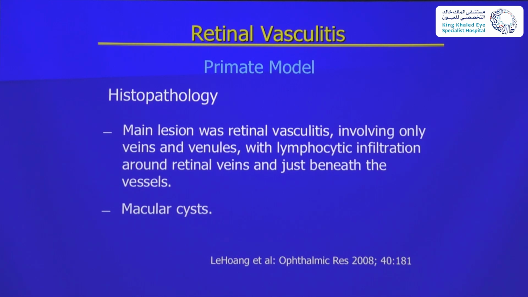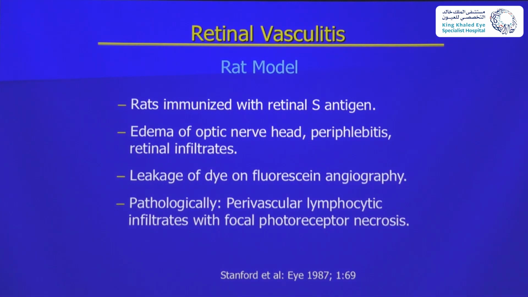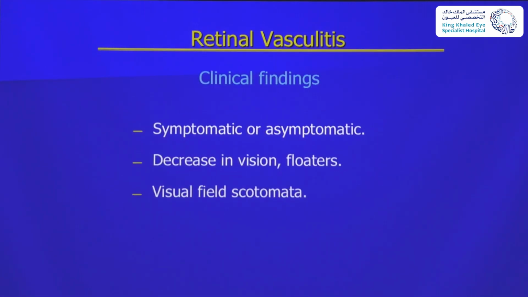In the animal model, we have the same histopathology, with inflammation and retinal vasculitis involving mainly the veins, with lymphocytic infiltration around the vessels. So it is a perivascular infiltrate. We have also a rat model that was immunized with retinal S antigen showing the same features.